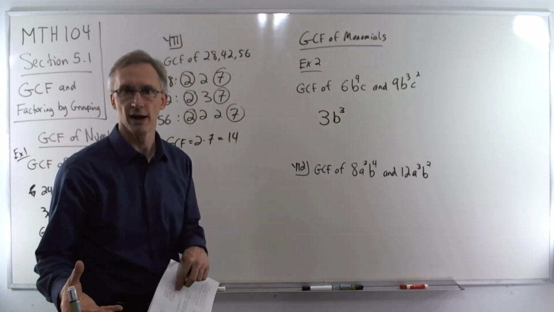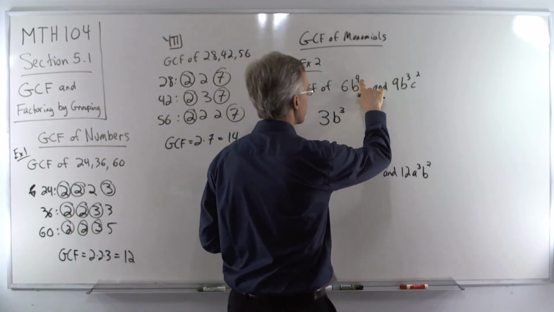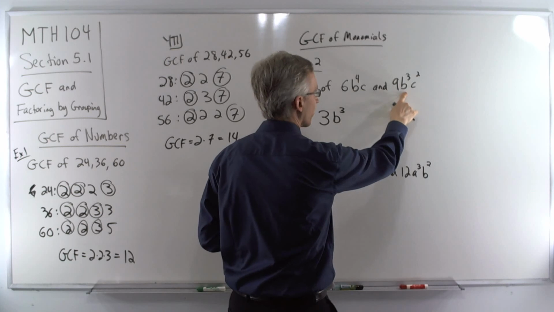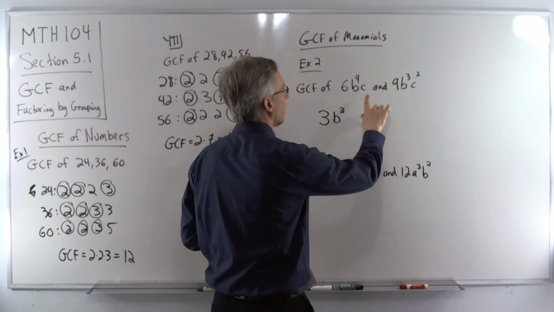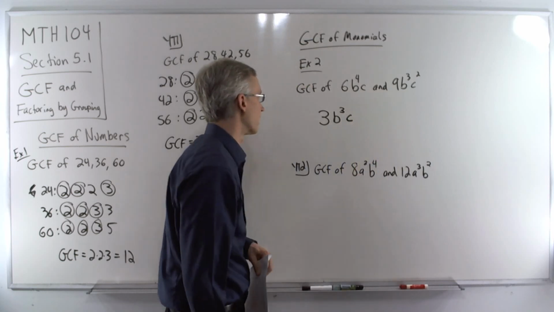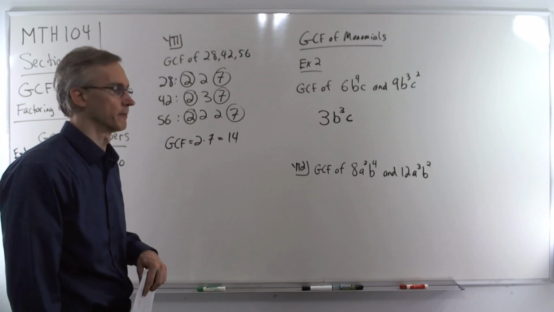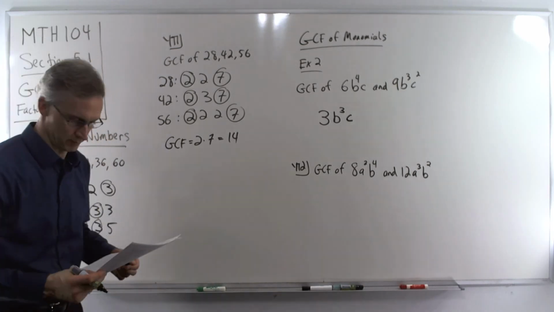Remember, greatest common factor, common is the key word. It has to be in both of them. So we can't choose 4 because this one doesn't have 4 of them. Now out of the c's, the lower exponent is 1. So put a c down there. The GCF of those two monomials is 3b to the third c. Your turn, number 2.